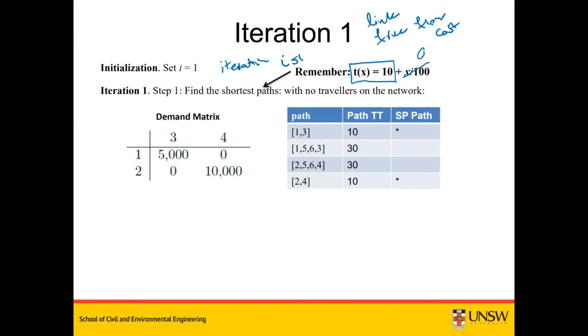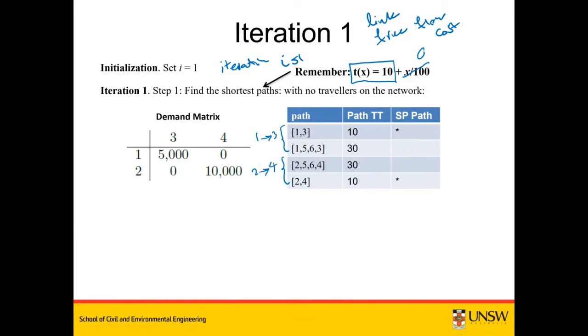So in the network, the first two paths were for going from node 1 to 3, and the second two paths were for going from node 2 to 4.